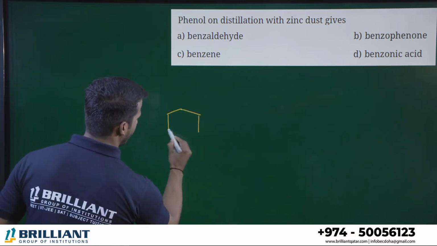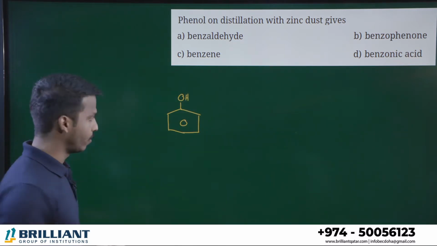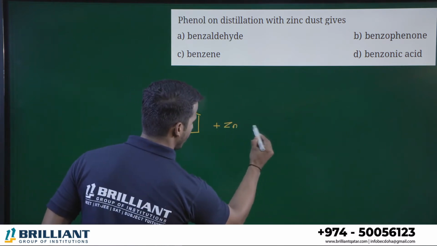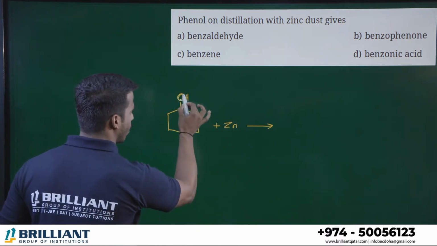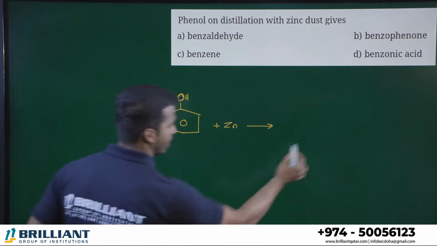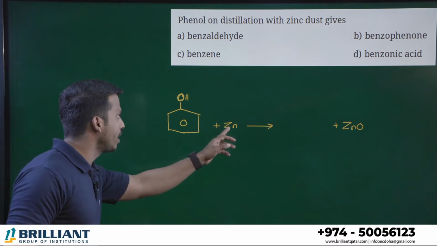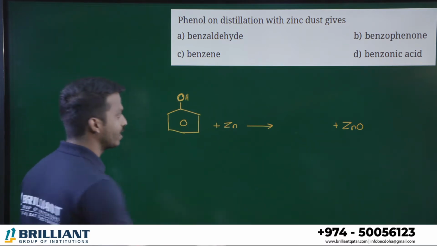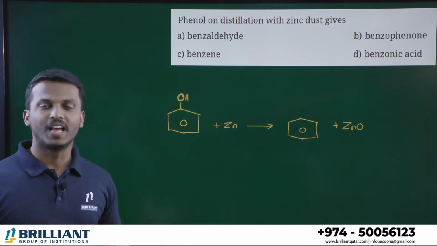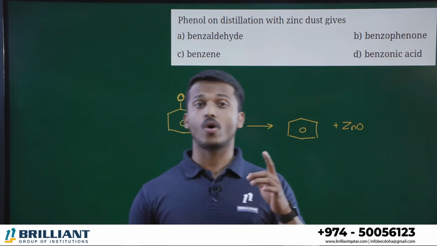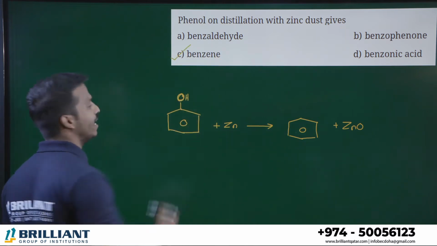You know phenol, this is the compound called phenol. It's treated with zinc dust, right? Zinc is a reducing agent. So zinc will remove this oxygen atom, and zinc is removed as zinc oxide. So what is happening? Your product is benzene, right? This is nothing but reduction of phenol. Phenol on reduction, we will get benzene as a compound. So what's your answer? Option C is the correct answer.